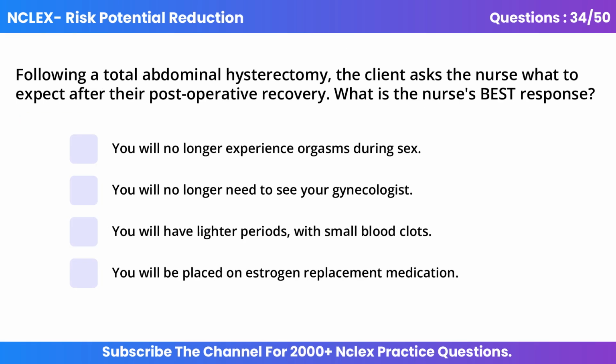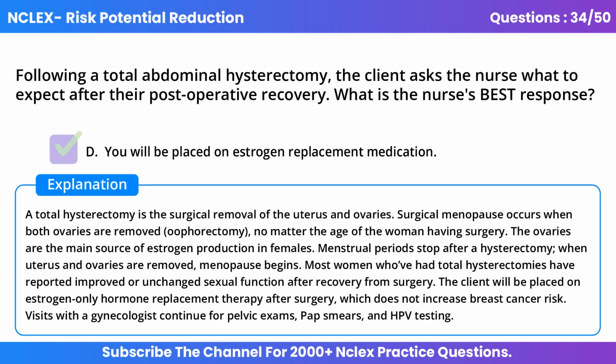Question 34. Following a total abdominal hysterectomy, the client asks the nurse what to expect after their postoperative recovery. What is the nurse's best response? D. You will be placed on estrogen replacement medication. A total hysterectomy is the surgical removal of the uterus and ovaries. Surgical menopause occurs when both ovaries are removed, oophorectomy, no matter the age of the woman having surgery.